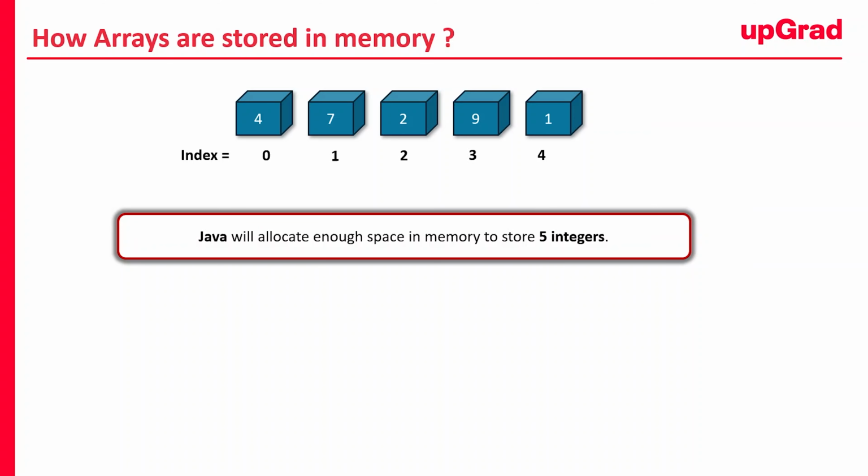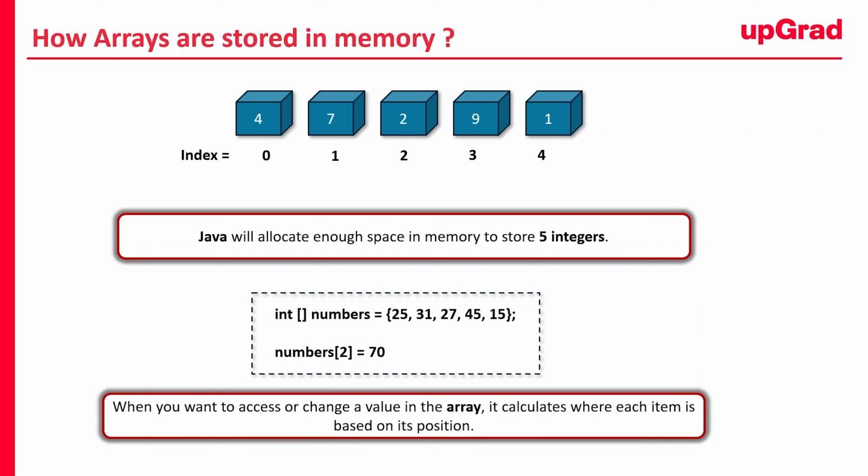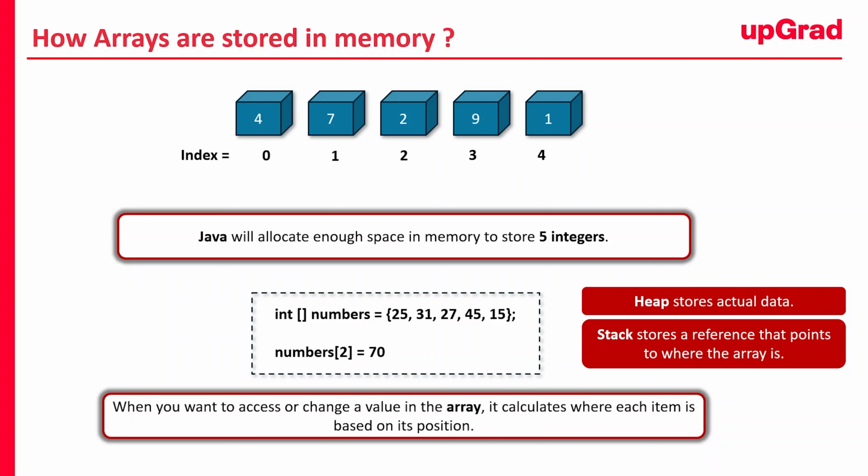When you want to access or change a value in the array, Java calculates where each item is based on its position, called the index. This makes accessing elements in an array very fast because Java knows exactly where each item is stored. So in Java, arrays are stored in two parts of memory: the heap and the stack. The heap stores the actual data, the array elements. The stack stores the reference, or address, that points to where the array is in the heap. Simple as that. So this was about how arrays are stored in memory.